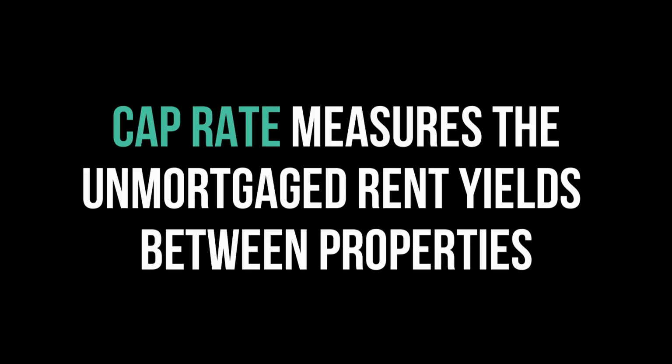The cap rate, or AKA the capitalization rate, measures the unmortgaged rent yields between properties. So it takes everything else being equal, so it's an apples to apples comparison between properties. Why do we not use the mortgage costs? Well, number one, people usually have different down payments, different mortgages at different rates, different amortization periods. So if you put this mortgage calculation in your objective rent yield calculation, aka the cap rate, it's got too many variables.